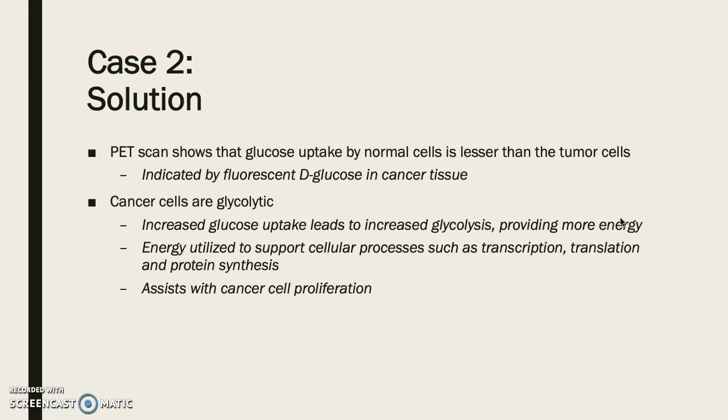Now, glucose uptake in normal tissues is definitely lesser than in tumor cells, and this answers question 2 of case 2, which essentially asks us if glucose uptake in normal tissues as compared to tumor cells is different, and what would the advantages of this be. So glucose uptake in normal tissue is lesser than in tumor cells. This is shown in the PET scan as indicated by the fluorescence of D-glucose in the cancer tissue. It would also be advantageous as increased glucose uptake leads to increased glycolysis, which provides more energy. The energy can then be utilized to support cellular processes, allowing the tumor to proliferate.